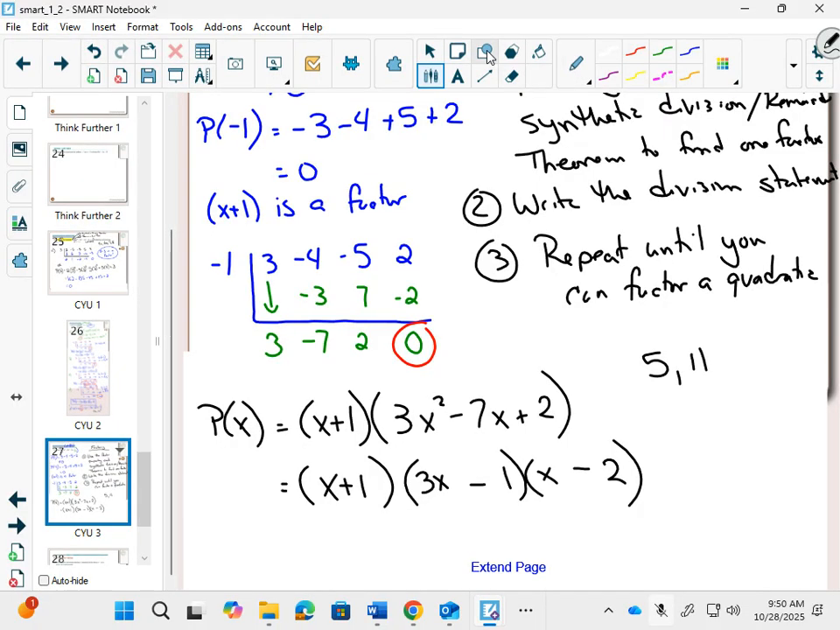So you can circle 5, 11, 9, and 10b. And I want you right now, because I want you to try one with an x to the 4. So I want you to try 11b.